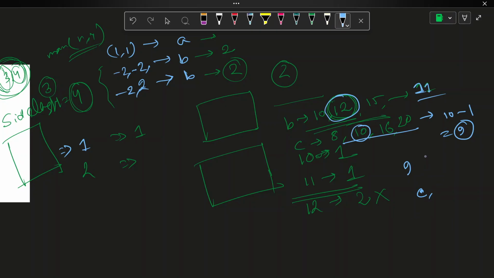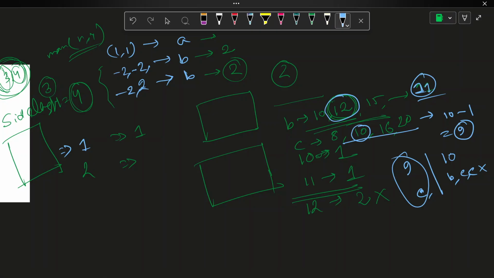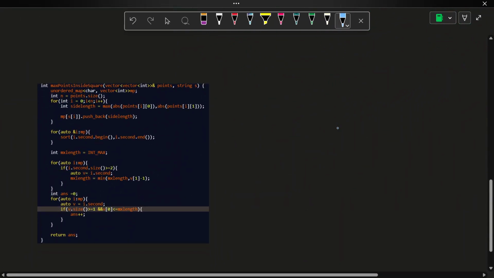But if I take the side length as 10, then B will be present 1 time, and C will be present 2 times. So this is repeating, so we can't take this square. So this will be the minimum of all of this, meaning 11 or 9. After that I will check if this minimum is smaller than or equal to the global side length, then I can take this point. Okay, let's see the code.